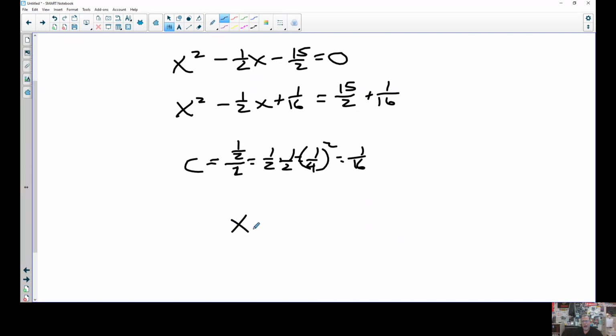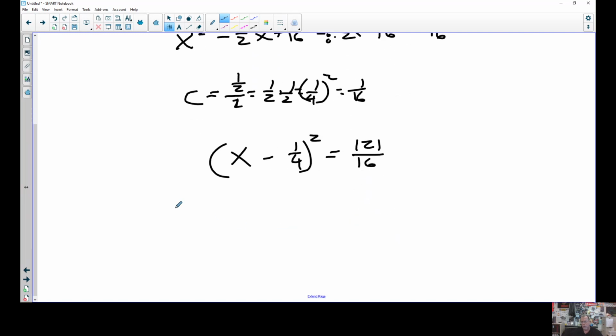This side then becomes x. The square root of that is 1/4. And I use the minus again. So we get that on this side. This side is, instead of 15 halves, I'm going to think of that in terms of 16ths. I have to multiply top and bottom by 8. So in 16ths, this would be, was it 120 16ths? So we'd end up with 121 over 16.